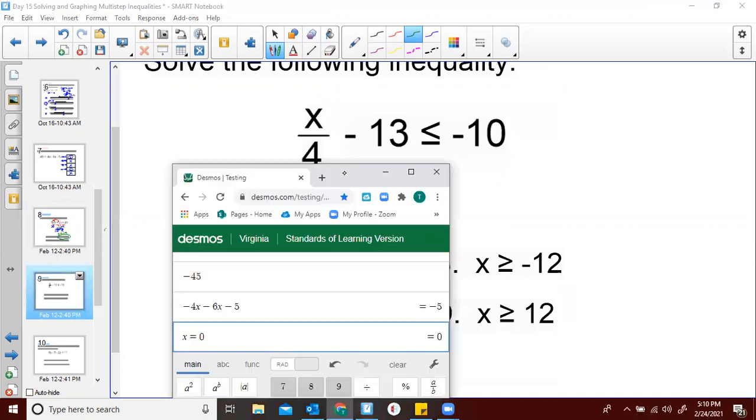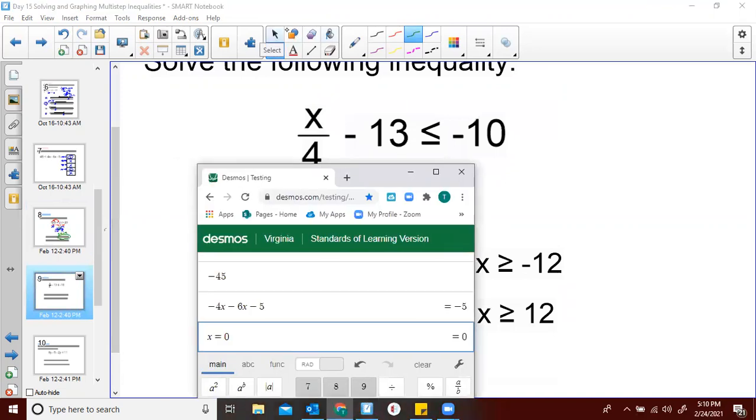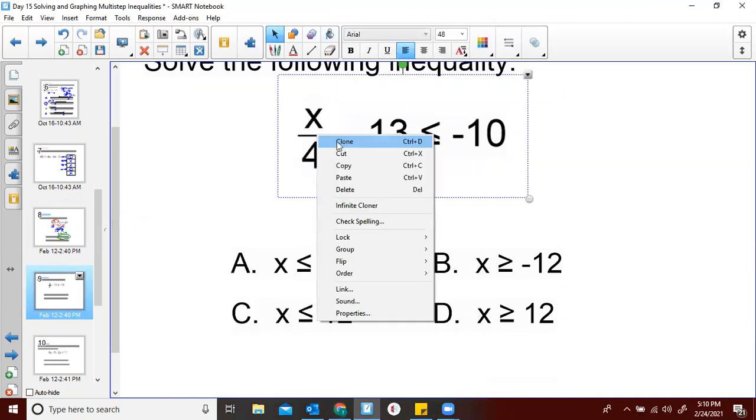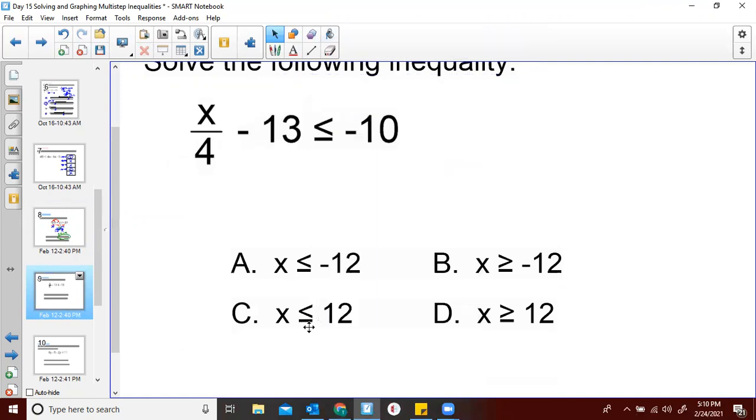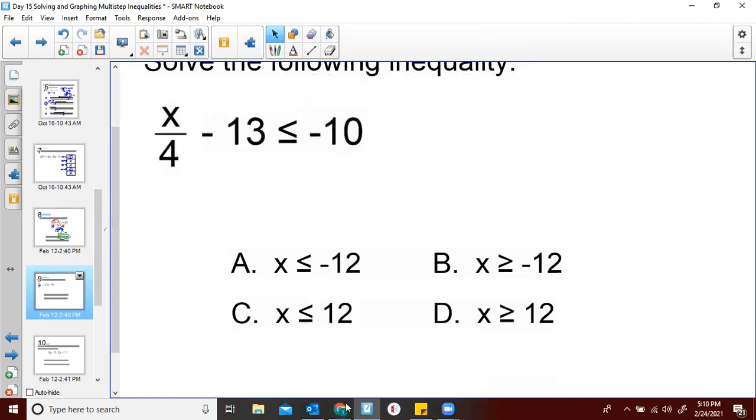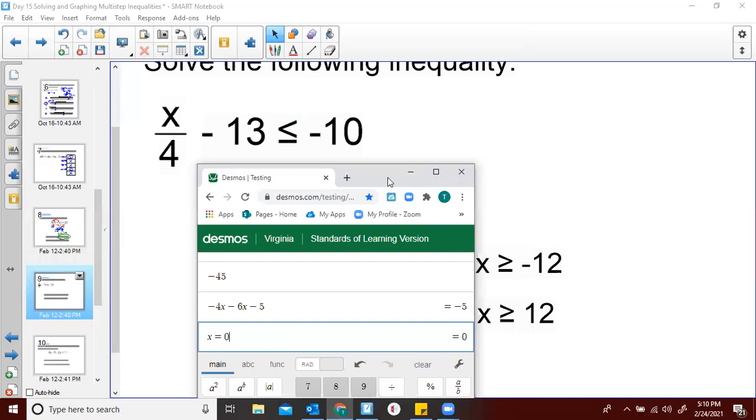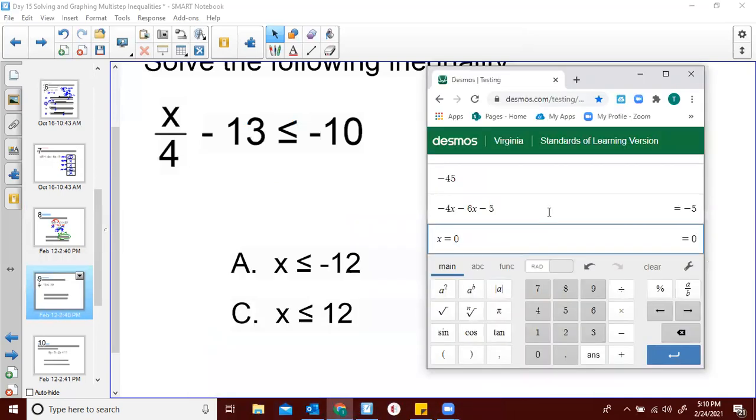All right, same type of problem, but I will show you how to do it in Desmos. Looks like I'm testing out 12 and negative 12. All right, so I'm testing out my answer choices. So I have x divided by 4 minus 13. Then my left-hand side is just negative 10. I'm going to type in x equals.